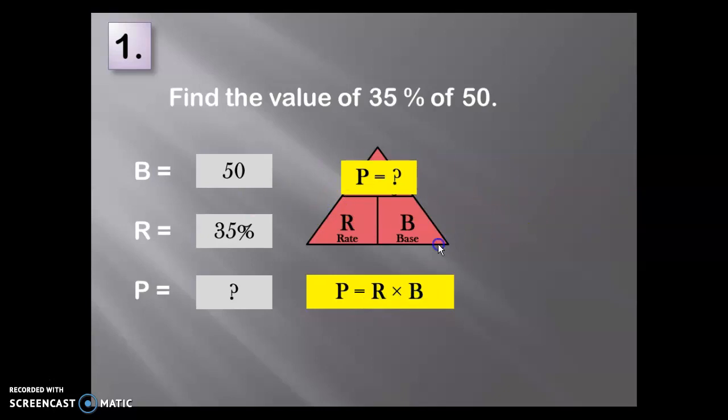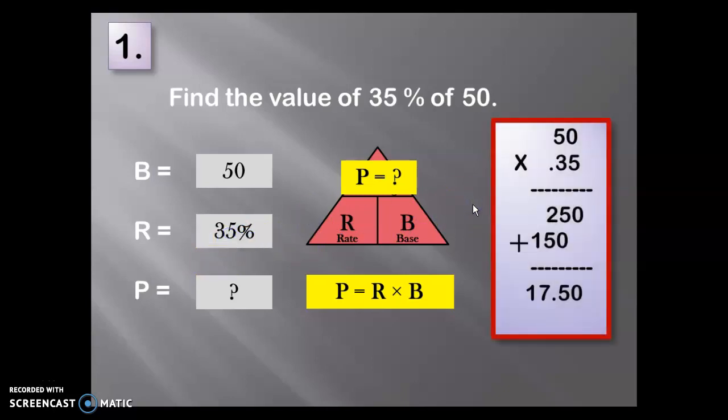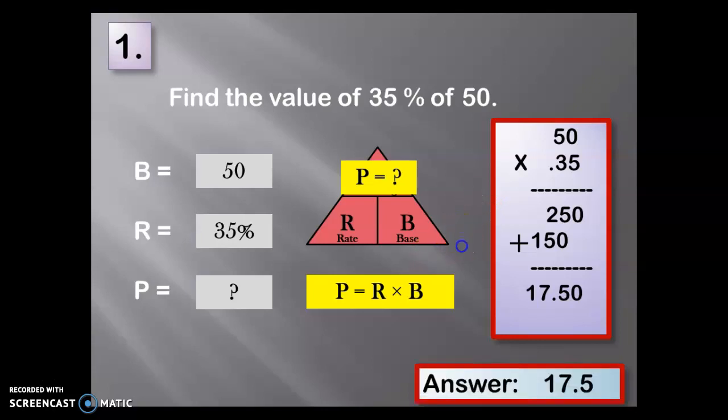So 50 times 35%. Since we cannot solve with the percent sign unless you're using a calculator, we have to change 35% to decimal. Simply move your decimal point 2 places to the left and then remove your percent sign. Or you can change this to fraction form. It's up to you. Here I changed it to decimal form. So 50 times 0.35 will give us 17.5. So 35% of 50 is 17.5.